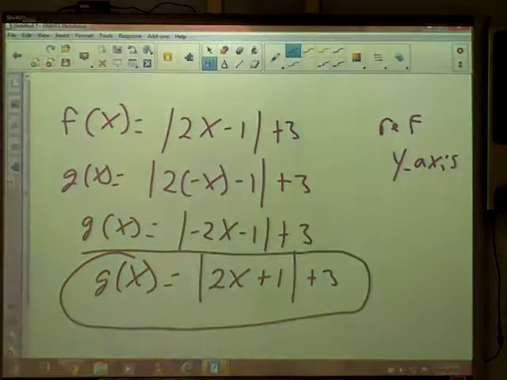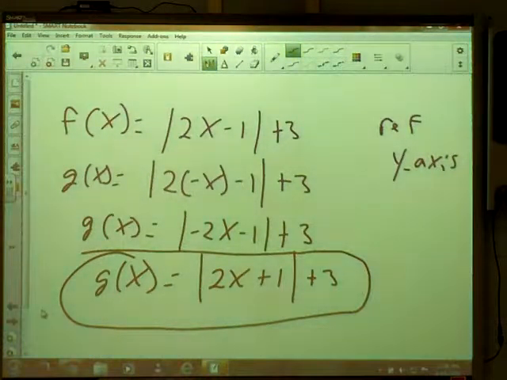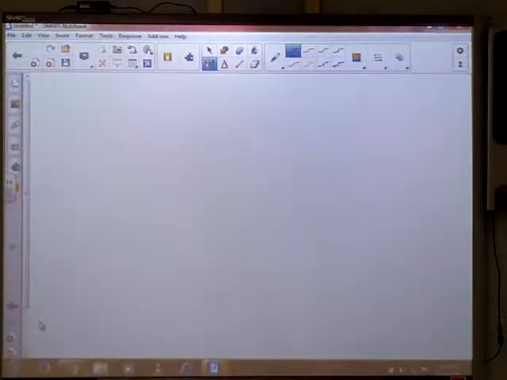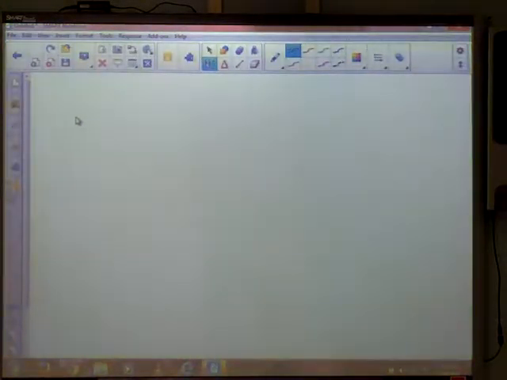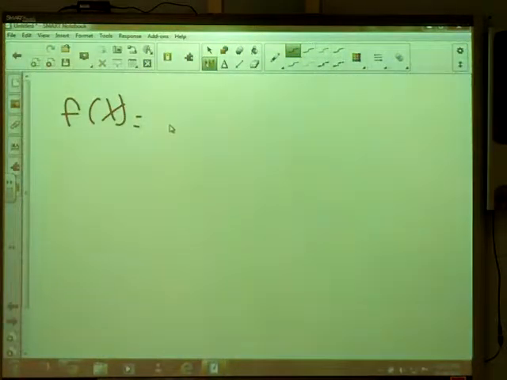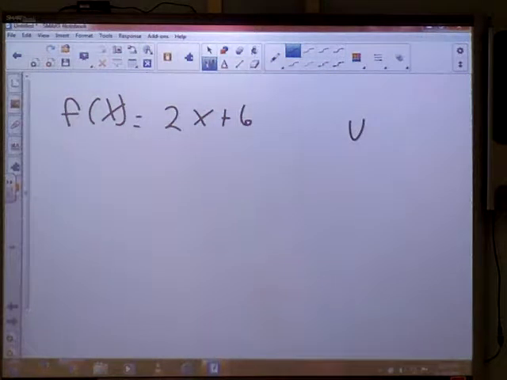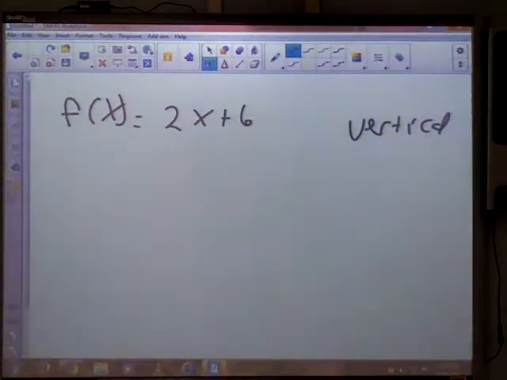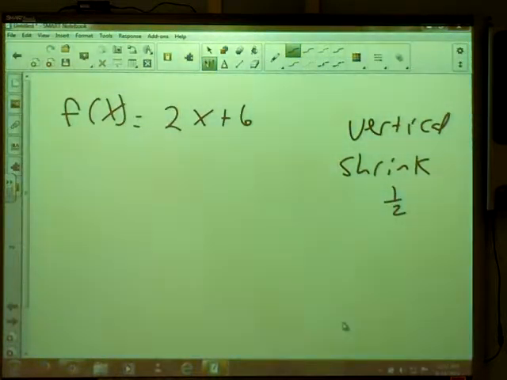Alright. Got what you need there? Okay, this one, I'm going to go to a different thing now. This one says f of x equals 2x plus 6. We are going to vertically shrink that by a factor of 1/2. Vertical shrink by a factor of 1/2.